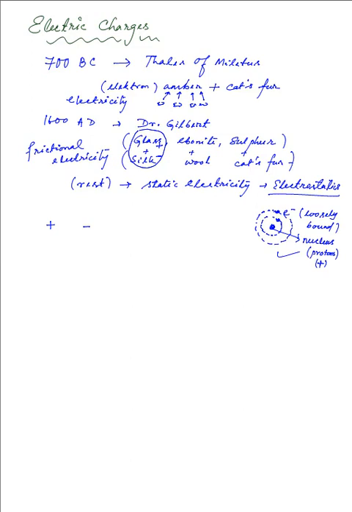Now, the naming of the positive and the negative charge was coined by Benjamin Franklin, the American scientist. He named those charges as the positive and the negative charge. So this is credited to Benjamin Franklin.